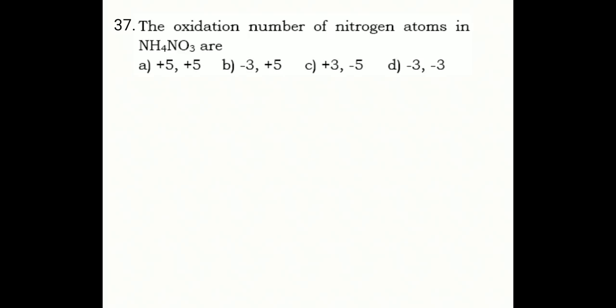37: the oxidation state of nitrogen in NH4 and NO3, if you calculate separately, you are going to get -3 and +5. -3 for the NH4 nitrogen and for the NO3 nitrogen, it is +5. So the answer is B.